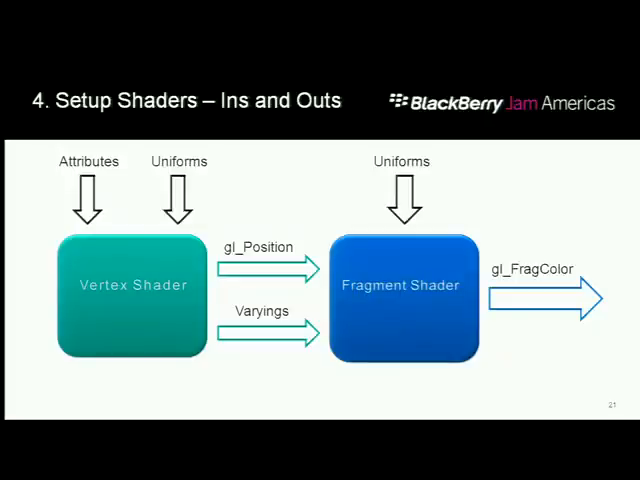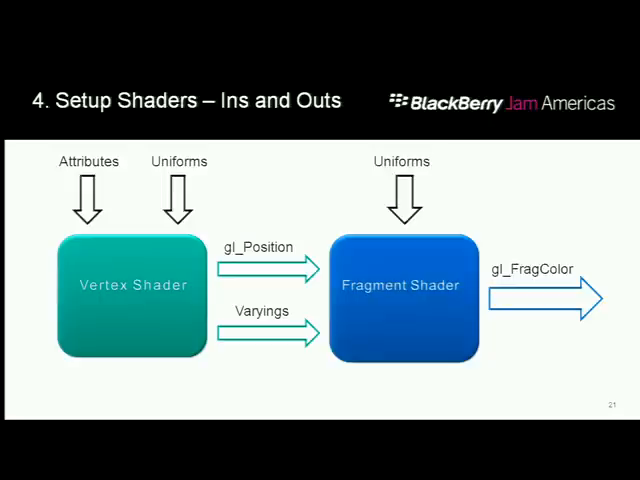OK, so at the heart of WebGL programs are shaders. This diagram here kind of shows the inputs and outputs to these different programs. A vertex shader takes attribute and uniform information as inputs, and a fragment shader just takes uniforms as inputs. Attributes you can think of as per vertex values. This is stuff like your positions, your colors, your texture coordinates, your UVs, etc.